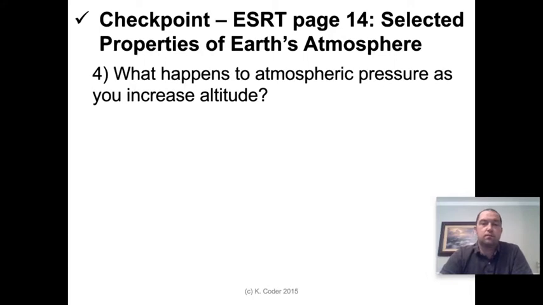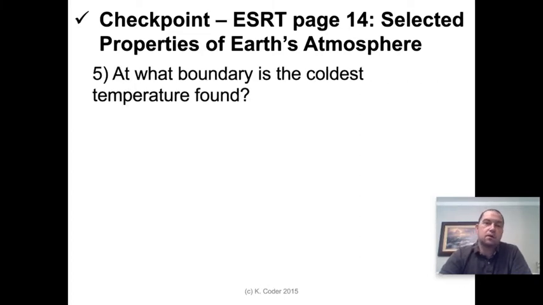3. Name the layer closest to Earth's surface where temperature increases as you increase altitude. Again, use page 14 of your Earth Science reference table to answer this question. 4. What happens to atmospheric pressure as you increase altitude? Use page 14 of your Earth Science reference table to answer this question. And our last question: at what boundary is the coldest temperature found? The keyword there is which boundary. Make sure you use page 14 of your Earth Science reference tables to answer that question.